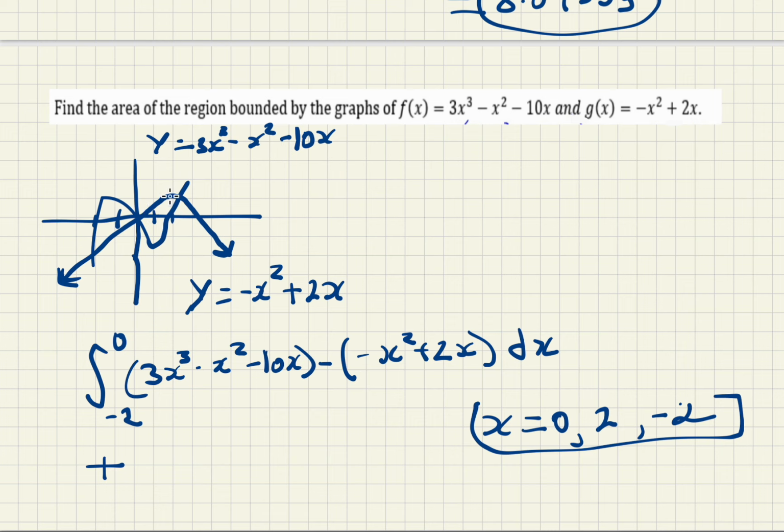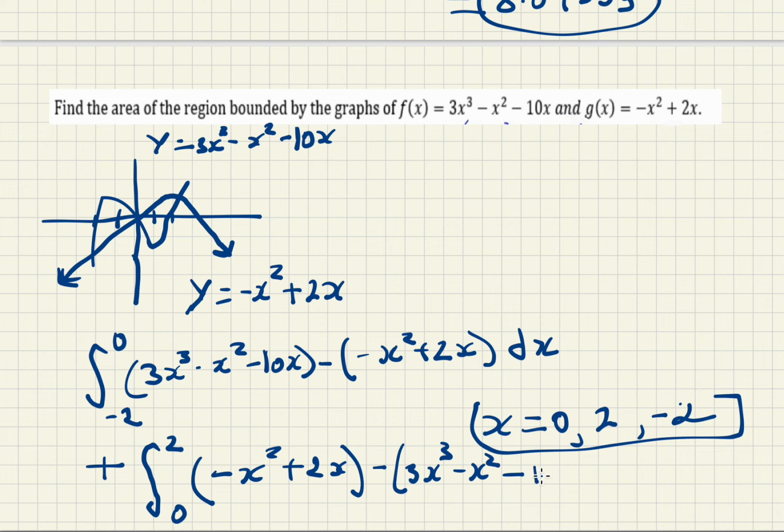For this area, the upper function is no longer 3x cubed minus x squared minus 10x. It is now -x squared plus 2x. Also the bounds have changed. Before it was -2 to 0. For this area, it's 0 to the next point of intersection, which is 2. So 0 to 2 is our next bounds. And our function is going to be the top function, which is -x squared plus 2x, subtracted by our bottom function, which is 3x cubed minus x squared minus 10x.